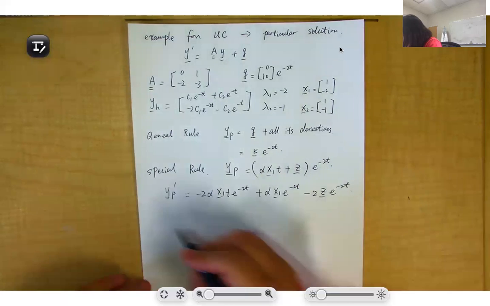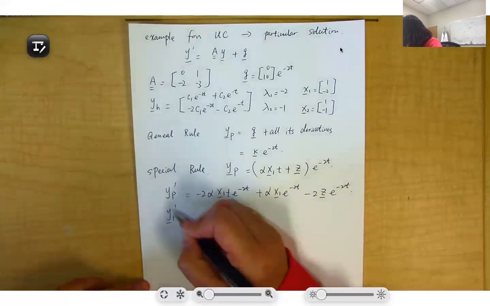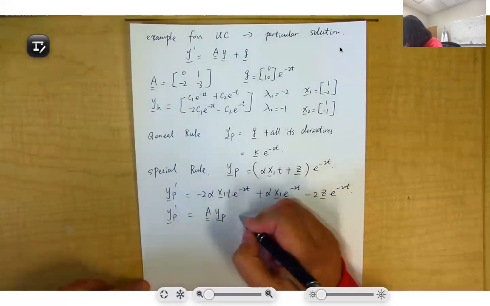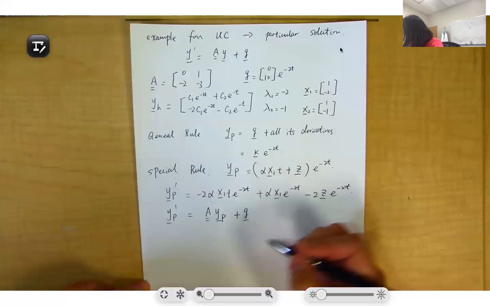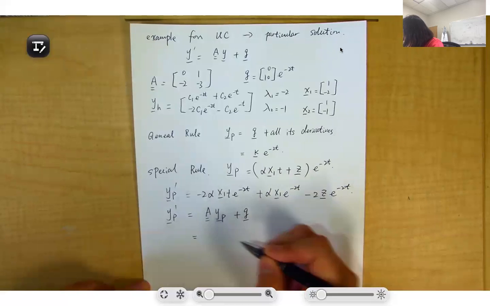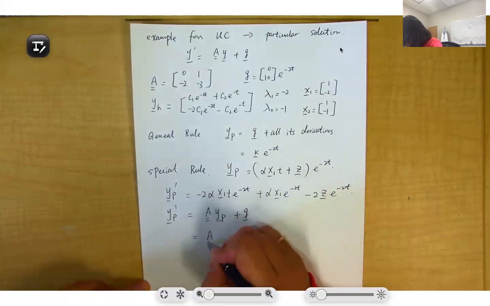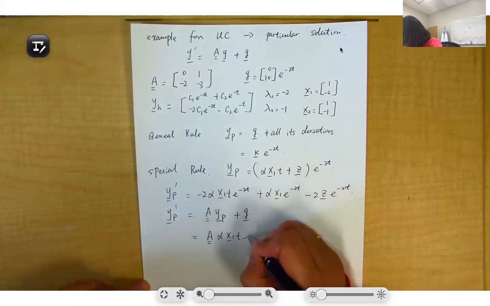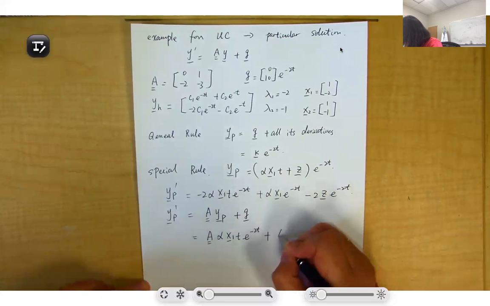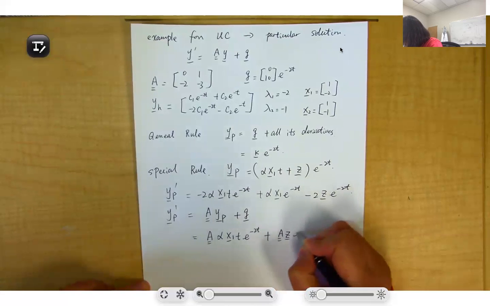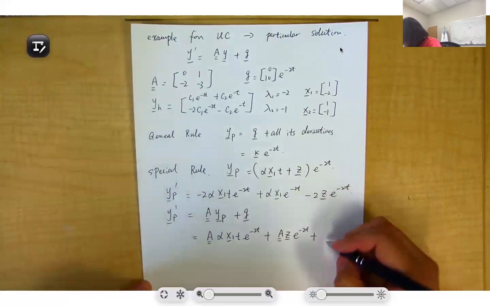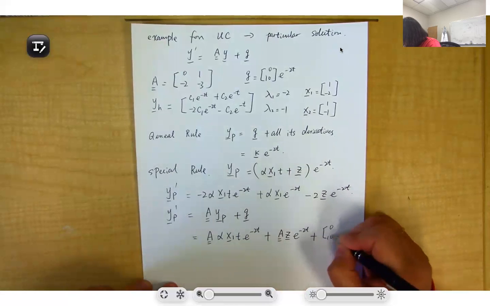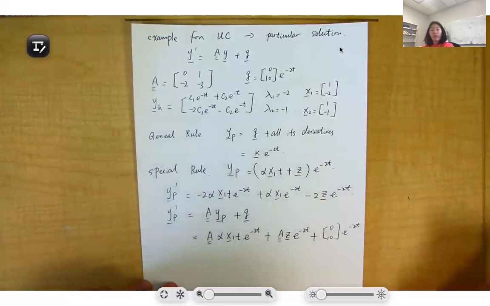But we also know that yp prime will be equal to A yp plus g. And what is our A yp? So the A yp will be A alpha x1 t e to the -2t plus A z e to the -2t plus g, the forcing function, which is 0, 10 e to the -2t.